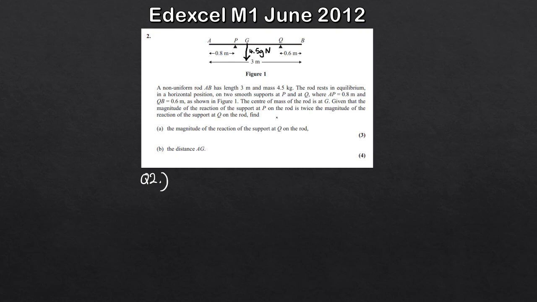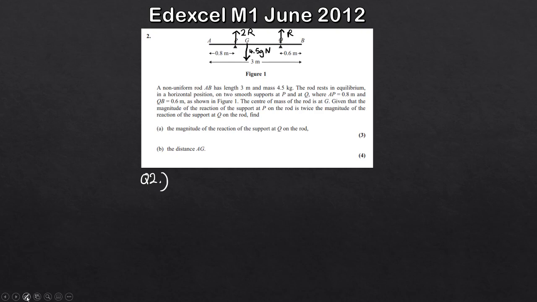And then we've also got the magnitude of the reactions of the support. The reaction of the support at P on the rod, so that's this point here, would be going up. And then we'll also have this one here at Q. What we're told is that the magnitude of the reaction of the support at P is twice the magnitude of the reaction of the support at Q. So if I call this, say, R, this would in that case be 2R. Just calling that one R for reaction, that would be 2 lots of that. Okay, so that's the main bit we need for now.